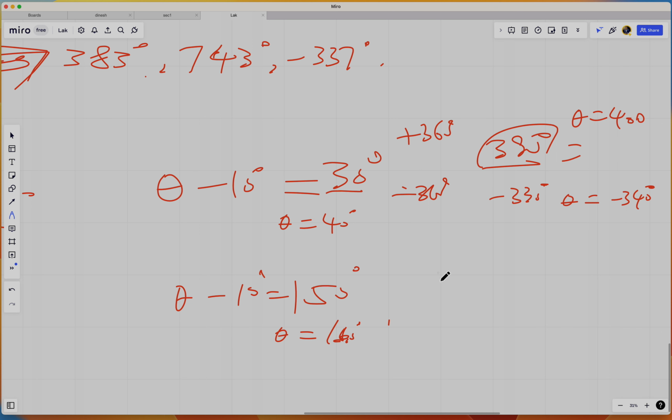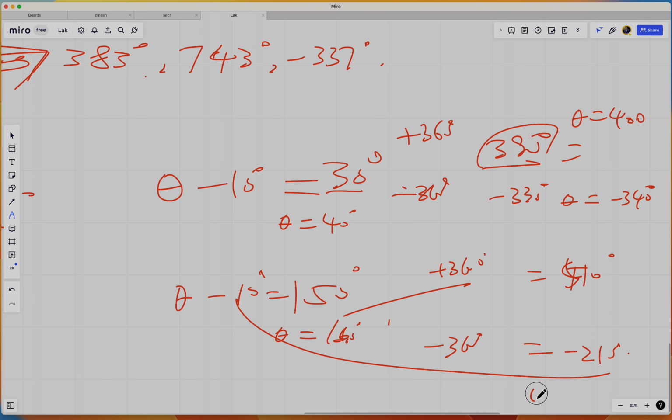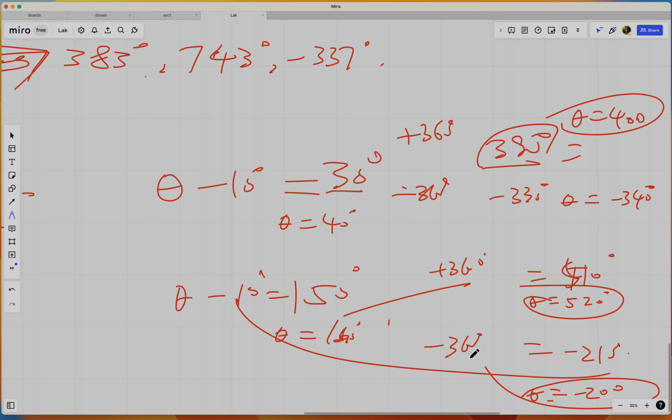And for this one, you continue, you go and plus 360, and you get 510. Minus 360, you get minus 210. And then this one you plus, so your theta is equal to minus 200. This one you plus, this theta is equal to 520. And they turn out to be what? All this that you have checked, they turn out to be outside the range. So do you consider them? No.